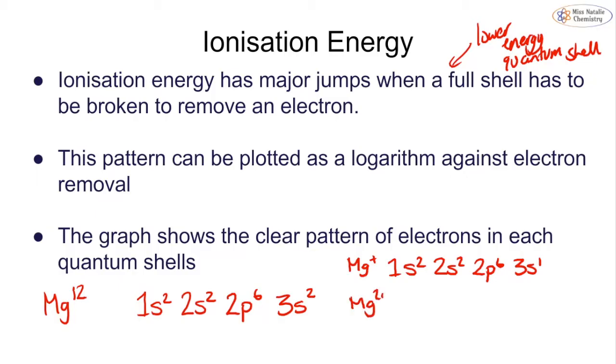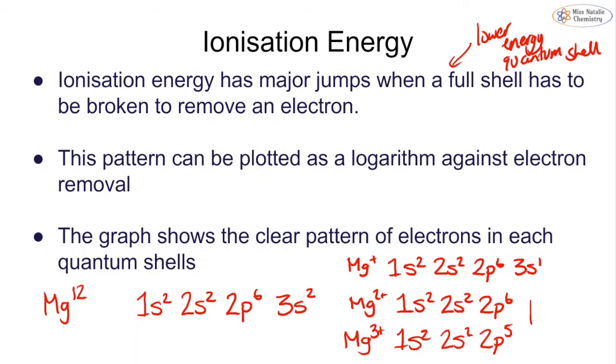To get to a 2 plus, it's 1s2, 2s2, 2p6. So I've removed both of the 3s electrons. Now to get to a magnesium 3 plus, I need to break into this 2p6 orbital. And now not only is that already a full orbital, it is also much lower in energy in comparison to the 3s. So I would be going to something like that, and that requires a very, very high energy.